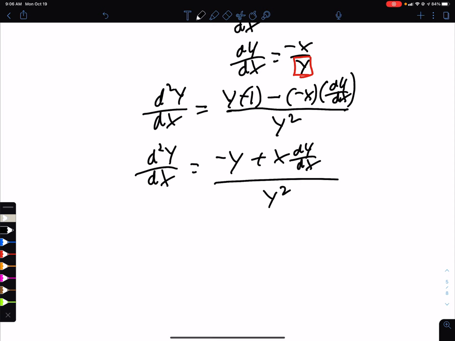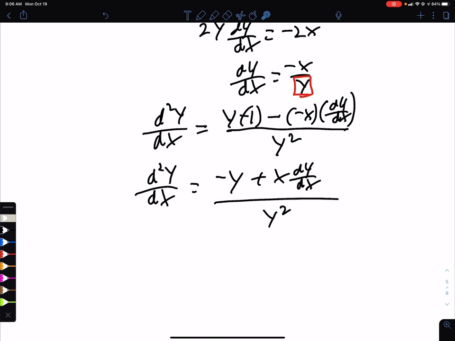So we're almost done. The only problem we have is this. What is that? But you found that earlier. It's just opposite of x over y. So you just plug that in for your dy/dx. So we're going to get this.